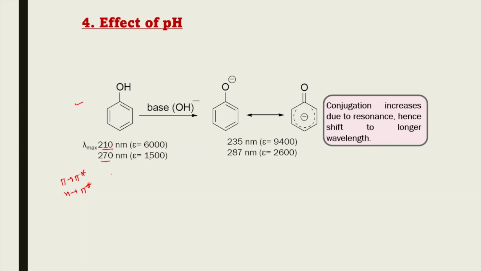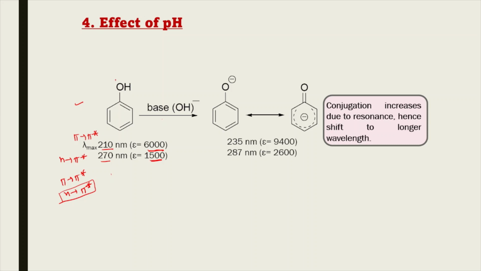That we can see from this epsilon value. The epsilon value is 1500. It means this is the forbidden transition. So the intensity is less for this 270 nanometer peak. Now which one is forbidden transition? n to pi star is the forbidden transition. So 270 is due to n to pi star transition and 210 is due to pi to pi star transition.